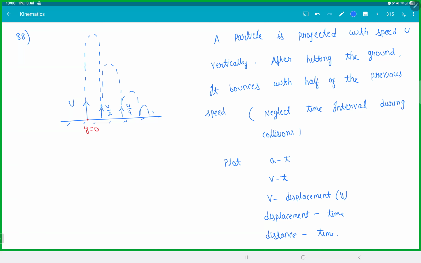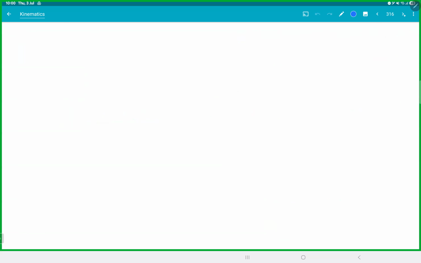I'll show you the first one. See, the AT graph is easy. Tell me one thing: whether the particle is going up or coming down, what is the acceleration? Always minus g, isn't it? So if they ask you to draw an AT graph, it will be just a horizontal line in the negative, like this, -10. It's a constant acceleration. A is equal to minus g. So acceleration doesn't change with time.